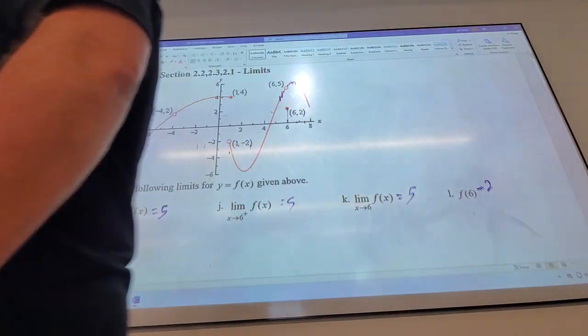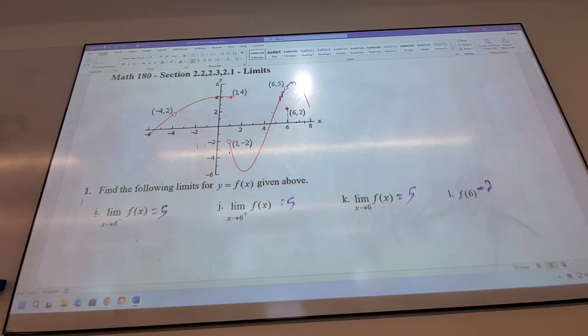Okay. How's that part? Normally, once you've done it a little bit, you start to realize the distinction between limits and function values. You start to realize the difference between undefined and does not exist. It's not that bad. Let it be nice. Okay.